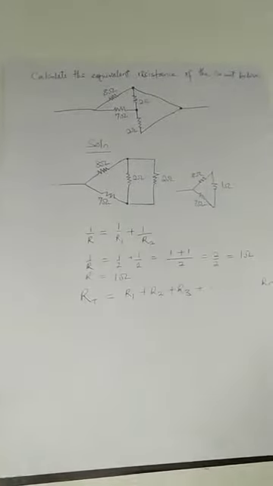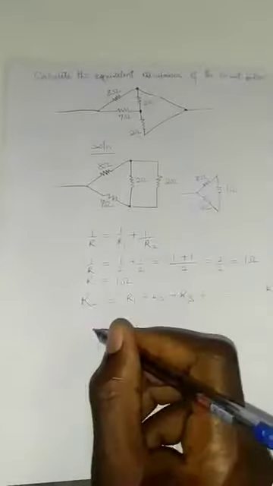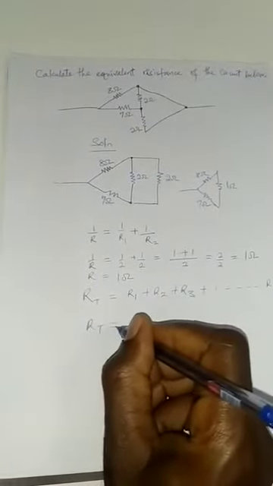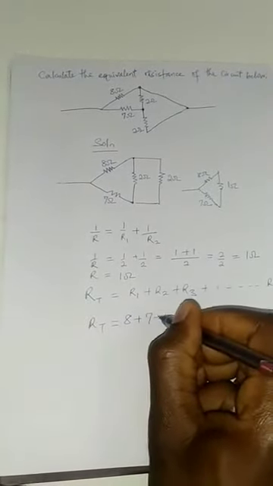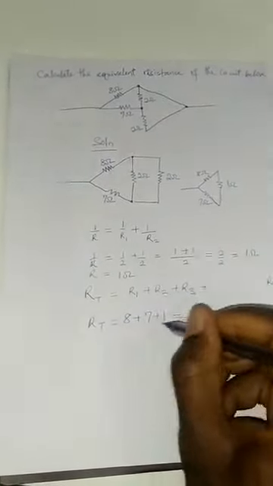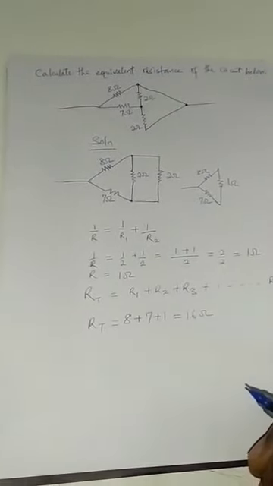So in this circuit you only have 3 resistors, 8, 7 and 1. So we'll now say our R total is equal to 8 plus 7 plus 1, which is 8 plus 7 is 15 plus 1 is 16 ohms. I hope this is clear.